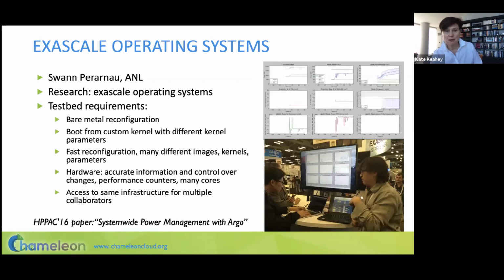Similar types of experiments, my colleague Swann Perarnau from Argonne, he is designing exascale operating systems, right? So at Argonne, we have the Leadership Computing Facility, also one of the top 10 supercomputers in the world. This is, by the way, the machine room in which Chameleon hardware, University of Chicago Chameleon hardware is located. And so in order to design those operating systems, he needed bare metal configuration, boot from custom kernel, but then he also needed fast reconfiguration, not just be able to reconfigure them, but fast, because what he was effectively doing was a parameter search over many different parameters of a kernel, right?